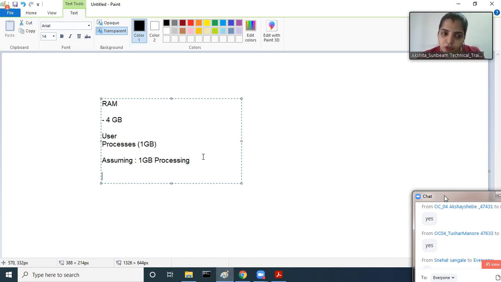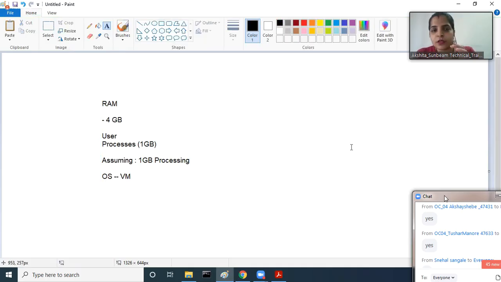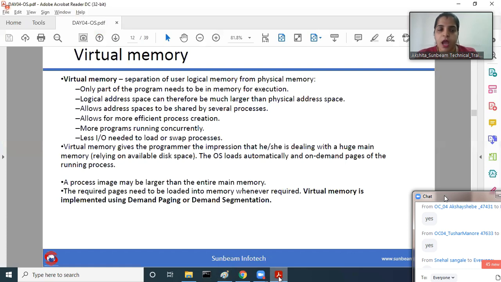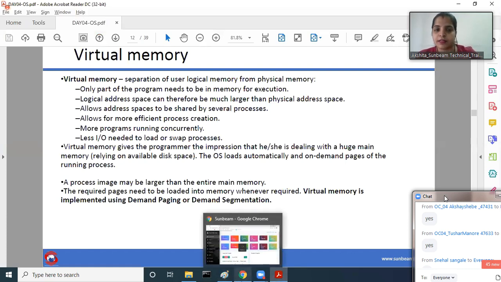But what your OS actually does is maintain a virtual memory. What is virtual? Virtual means the user will understand that he or she is using a large amount of main memory for program execution. But no, it is not like that. Internally, your operating system maintains the concept of virtual memory. So how it does that, let us understand.